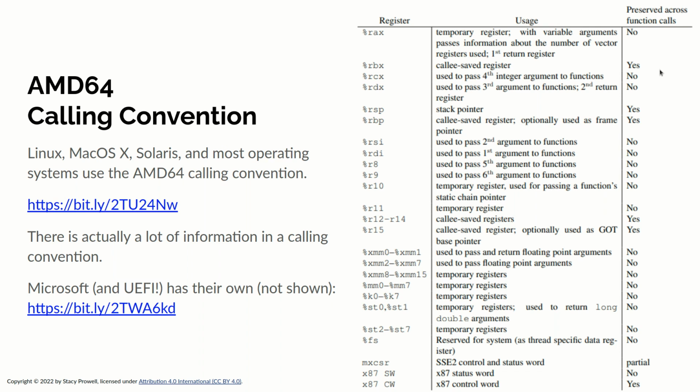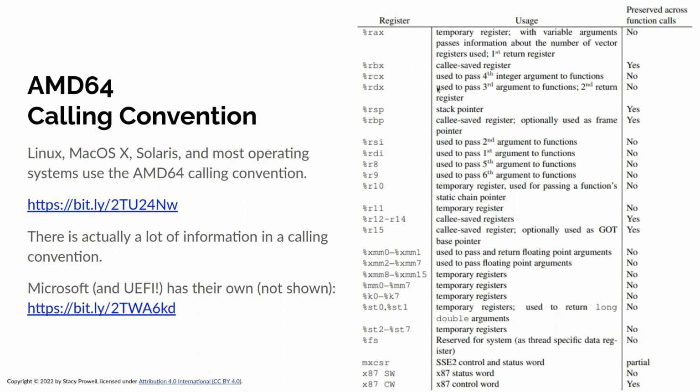That means I have two choices. I can either not use RBX, or I can save the value of RBX and then restore it before I return. Those are my two choices. What about the third choice of changing its value, returning, and letting the caller then... Sure, I can do malicious stuff all day long. But following the calling convention, I won't do that. You have to be careful.